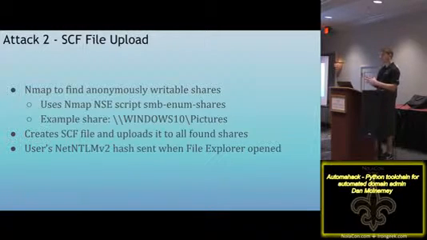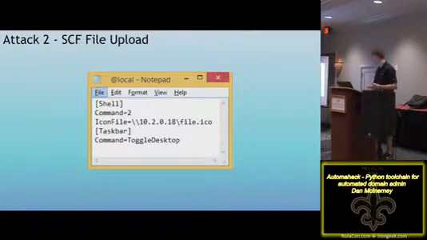Attack 2, it's going to find all anonymously readable and writable network shares. Actually just writable, not necessarily readable, but all anonymously writable network shares. And it will upload an SCF file. This is what it looks like. It just says shell, command 2, and then the icon file is where it actually matters. That's the attacker machine. That's my machine, the Icebreaker machine. So we'll upload that file to all the file shares.